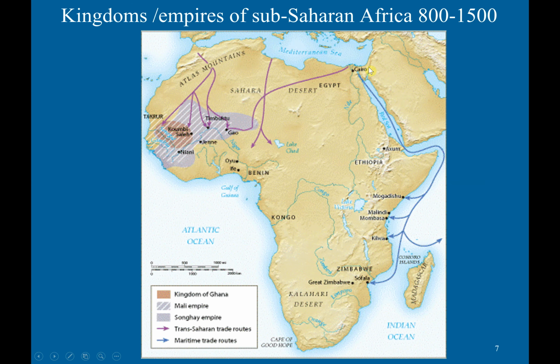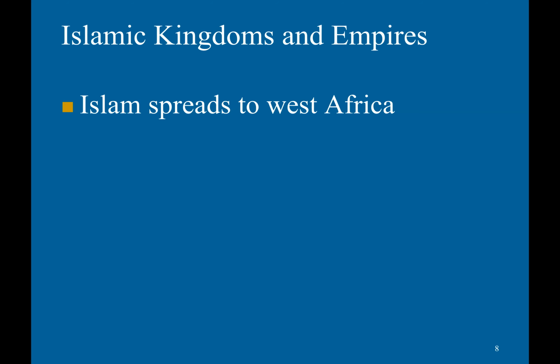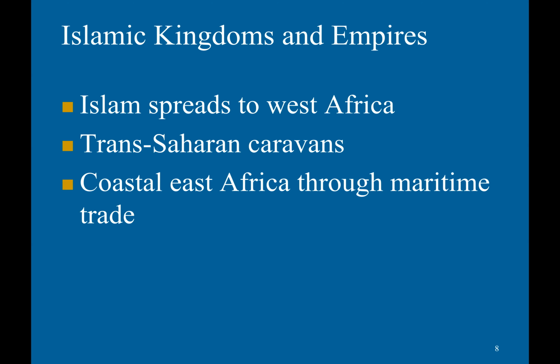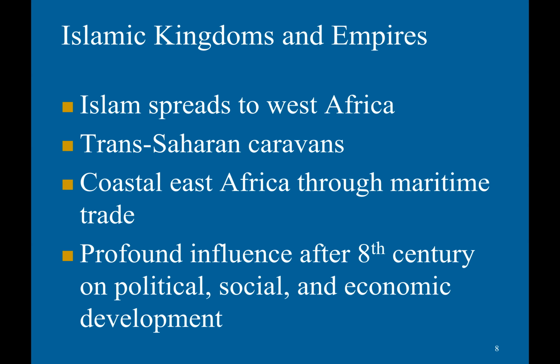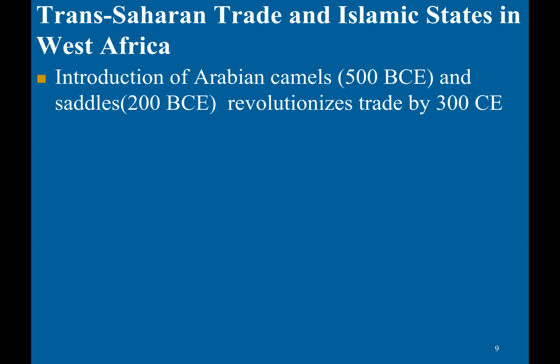So this is a map of the kingdoms and empires of sub-Saharan Africa from 800 to 1500, with the Mali Empire, the Kingdom of Ghana, and the Songhai Empire here in West Africa. Islam spreads to West Africa along Trans-Saharan caravans, as well as along the east coast of Africa for maritime trade. It had a profound influence from the 8th century on political, social, and economic development.